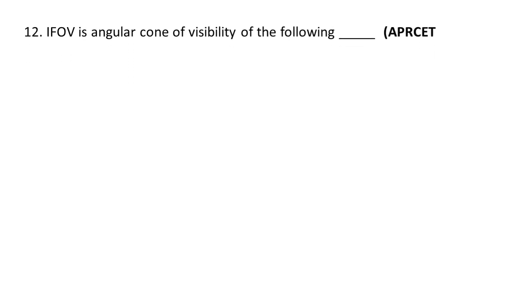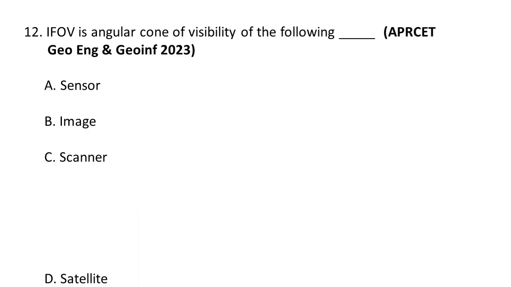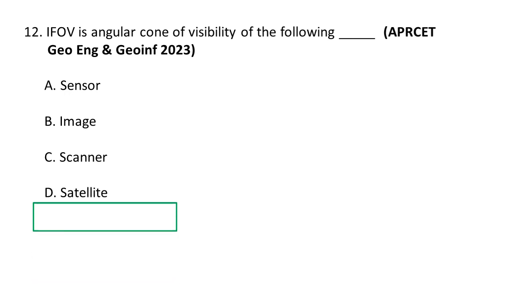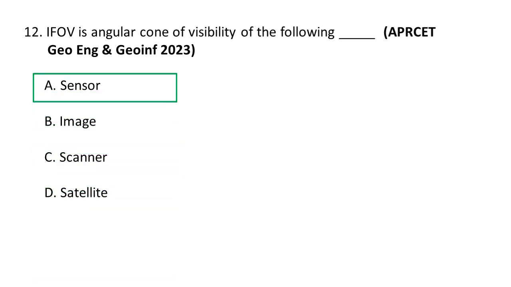IFOV is the angular cone of visibility of the following: A. Sensor, B. Image, C. Scanner, D. Satellite. So the correct option is A. Sensor. IFOV is the angular cone of visibility of a sensor. Next question.